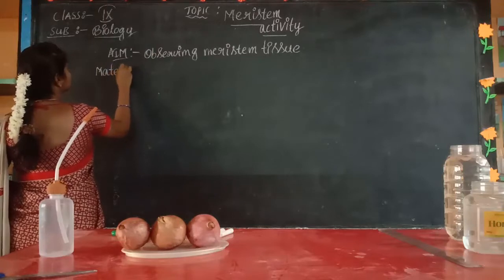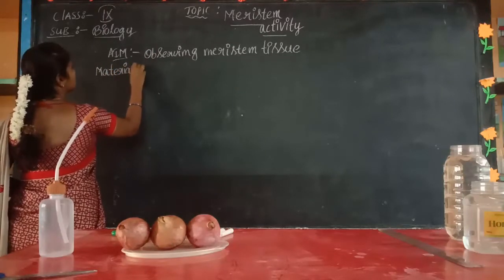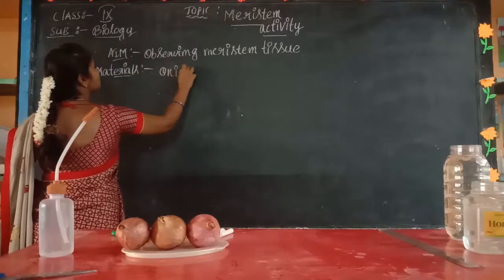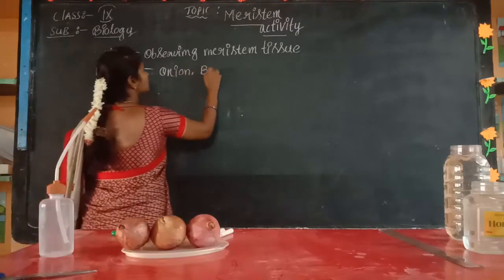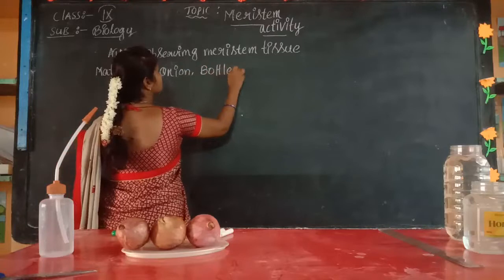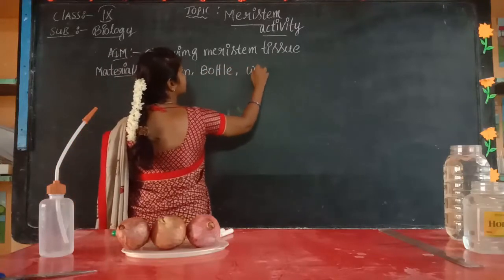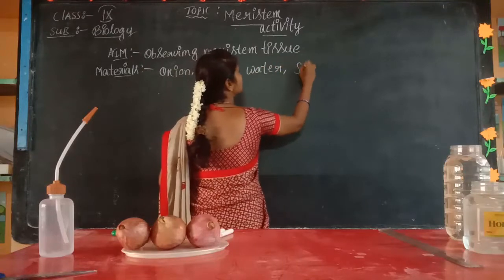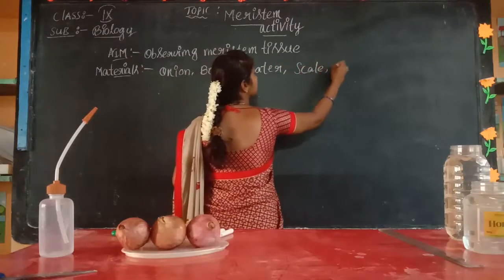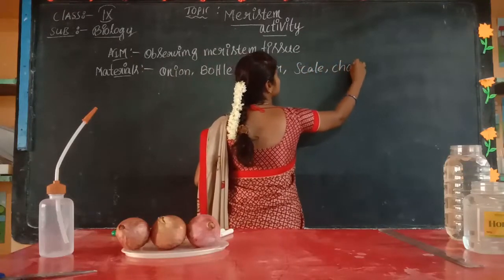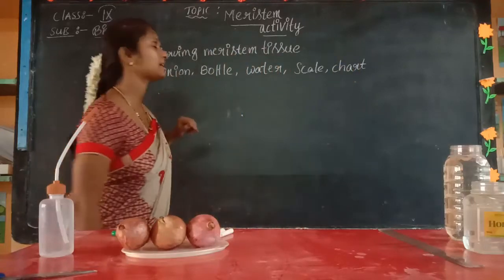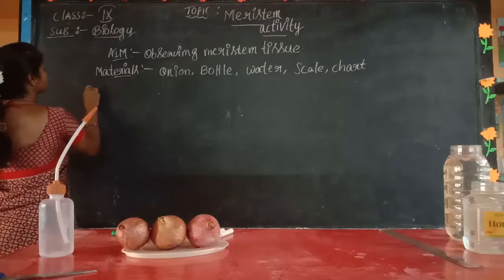Materials: onion, bottles, water, scale, chart. These are the materials needed to perform this activity. And next, procedure.